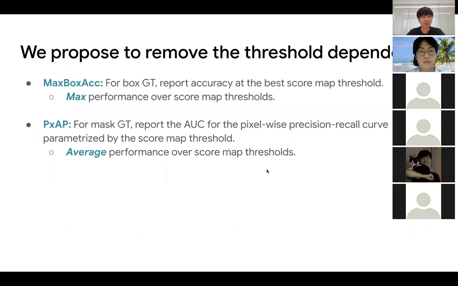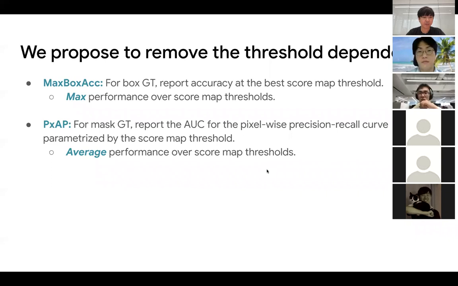To this end, we proposed two metrics that do not depend on the score map threshold. If you have mask annotations, we advise using PxAP. And MaxBoxAcc is only recommended when there are only box annotations. For more detail about these metrics, please see the paper.